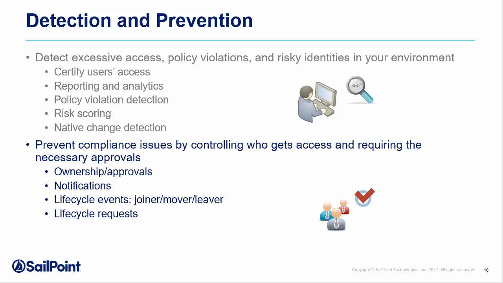Another important goal is preventing compliance issues by controlling access and requiring approvals proactively. As users join or leave the organization, or change departments and therefore change job functions, you can make sure that any identity changes within your organization have gone through an approval process. And you can simplify the request and approval process with a business-friendly user interface that includes lifecycle events and requests, which are essentially workflows to get the work done.